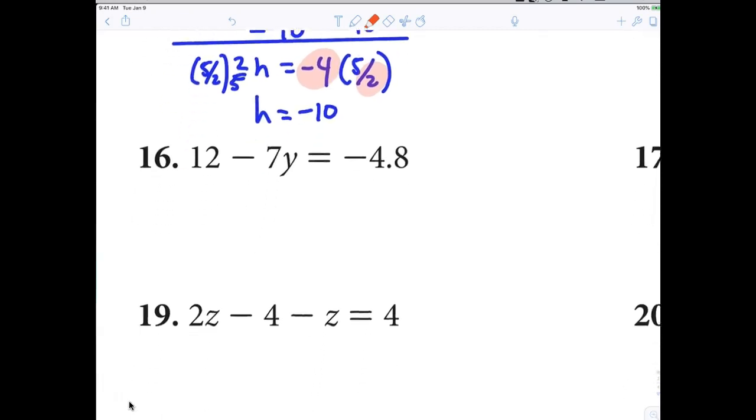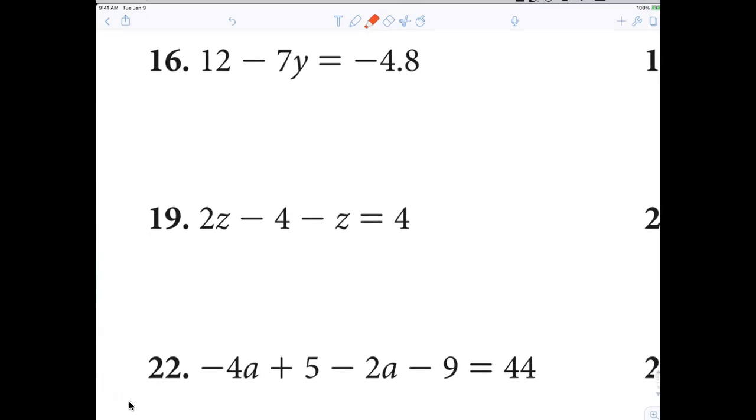All right, let's check out 16. Question 16 is kind of annoying because I have a little decimal in there. All right, Jack, what am I going to do on 16? You do +7, or you rewrite it, and then you do -7y plus 12 equals -4.8. Yeah, I think that's a good way to do that. Now what? Then you do minus 12. Minus 12. Good.